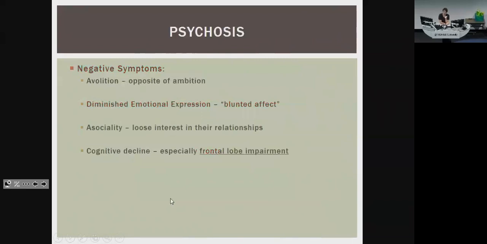Good. And the 4 key ones you should remember are avolition, which is the total opposite of ambition. And you've probably all seen this in your own psychotic patients. So they lose interest in bettering themselves in any way, shape or form. Also, I don't want to stereotype patients with schizophrenia. This is just what they represent as negative symptoms, and not all patients with schizophrenia have these things. Likewise, diminished emotional expression, which you can see in their blunted and flat affects. Asociality, they lose interest in forming relationships with the people around them. And cognitive decline, especially frontal lobe impairment.